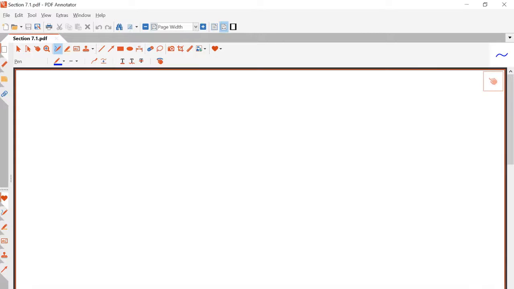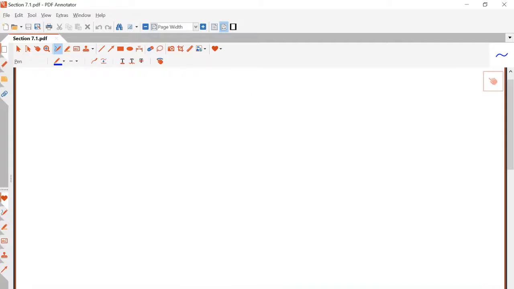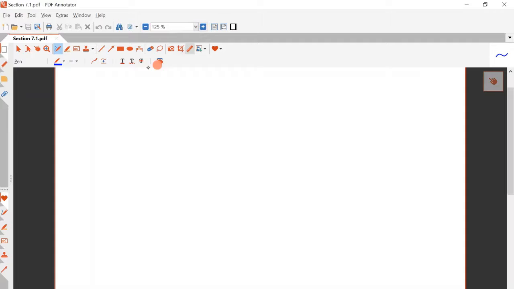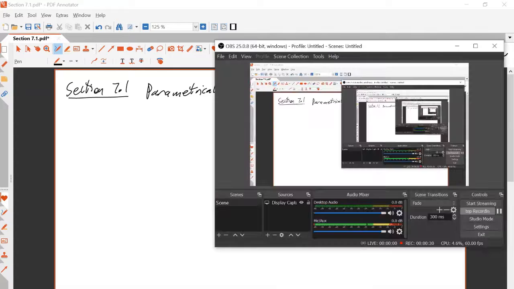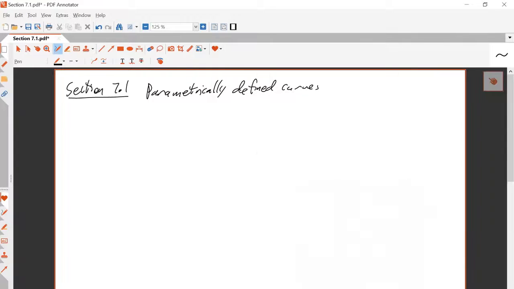Hey everybody, this is the lecture on section 7.1, on parametrically defined curves. And this is in 2 dimensions, and this is a pretty useful concept. And you'll see why in a moment.